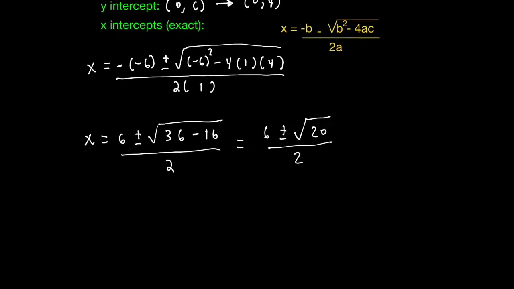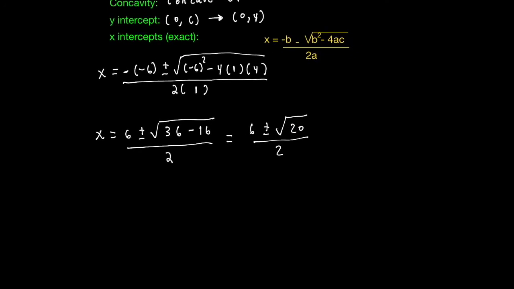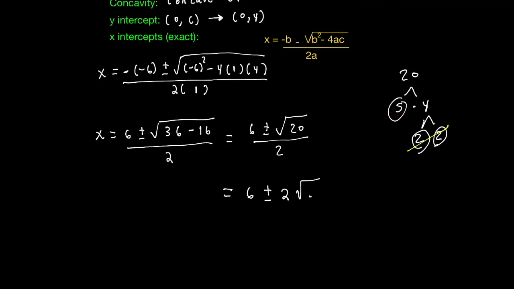Now the 20, I can get its prime factorization. That's going to be 5 times 4. And then the 4 is 2 times 2. Since I have a pair of 2's, remember that here we want to cross out the pairs, and for every pair that we cross out, one of that quantity is going to be outside of the radical. So here this is going to be 6 plus or minus 2. And since the 5 I couldn't pair up, that's going to remain underneath the radical.